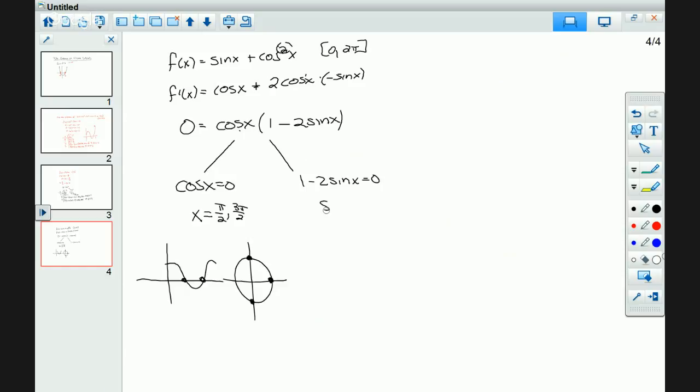That means, so subtract 1. Unit circle. Where is the sine one half? Remember, sine is the y value. And then here, power 6.